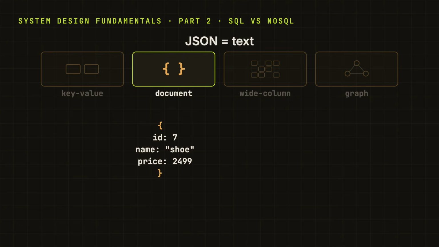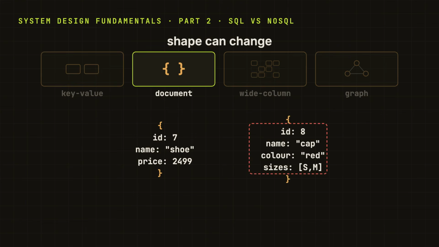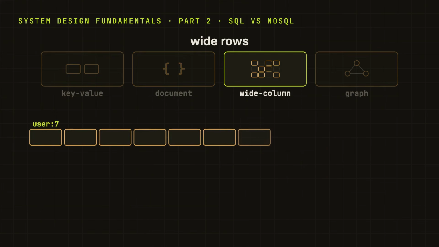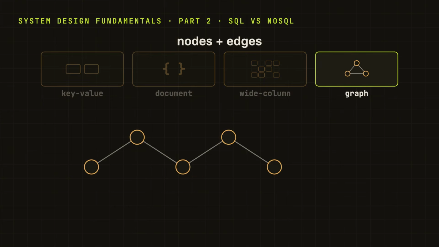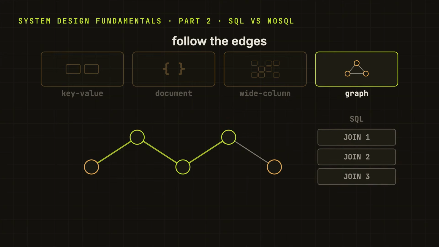2. Document databases like MongoDB. You store flexible documents, basically JSON, which is just a simple readable way of writing structured data as text with no fixed columns. Good when your data shape changes a lot. 3. Wide column stores like Cassandra, built to handle massive amounts of writes across many machines. And 4. Graph databases like Neo4j, built for data that is all about relationships, like a social network.